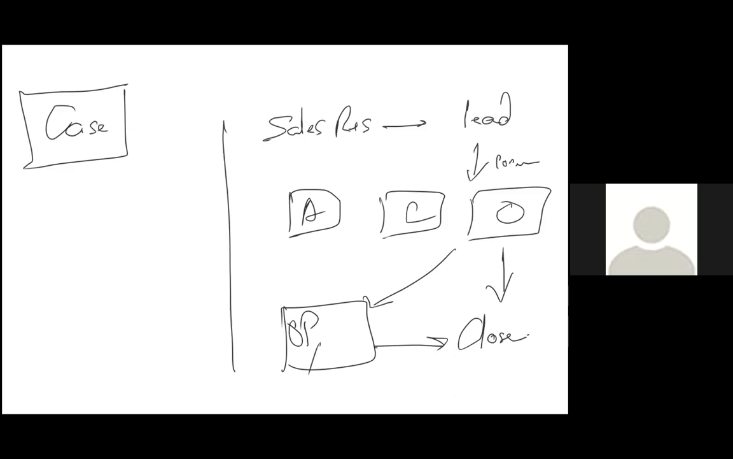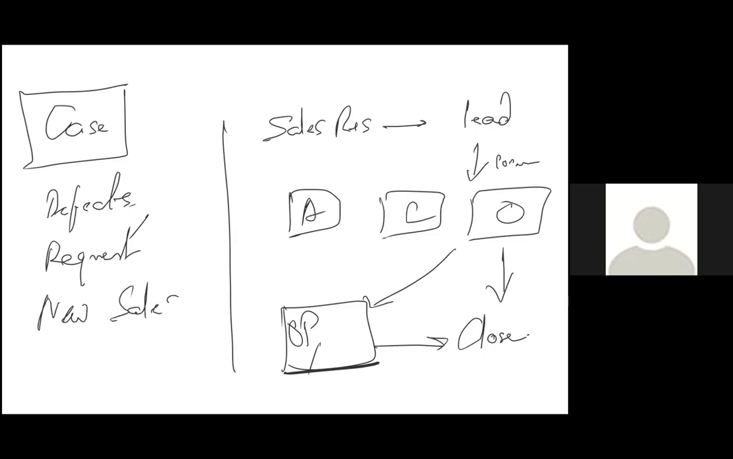But after the sales is done, does the customer relationship end? No, the customer relationship begins from the sales cycle. After you have sold some products to your customers, the customer can come back and ask for many things. They can say there are some defects in your products. There can be some requests for the products you have sold. There can be new sales opportunities, right? Cross-selling, as we say. All these are handled through support representatives or service representatives.